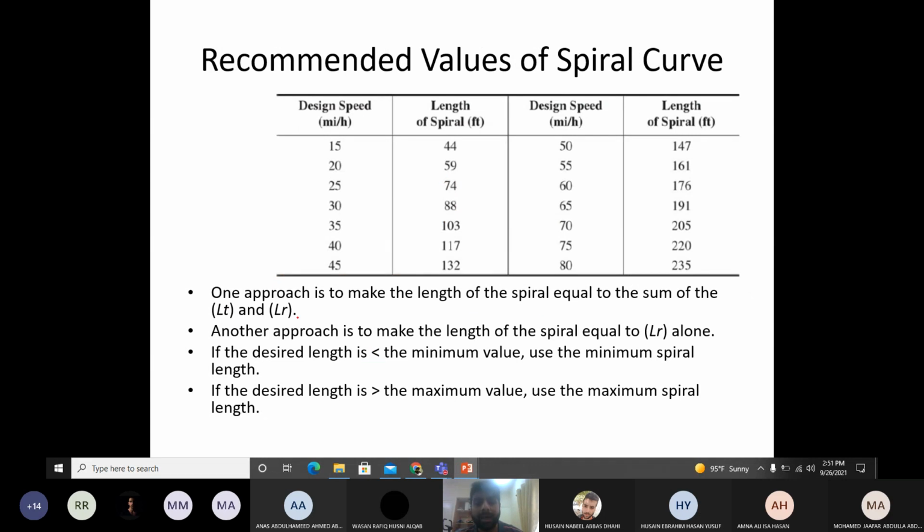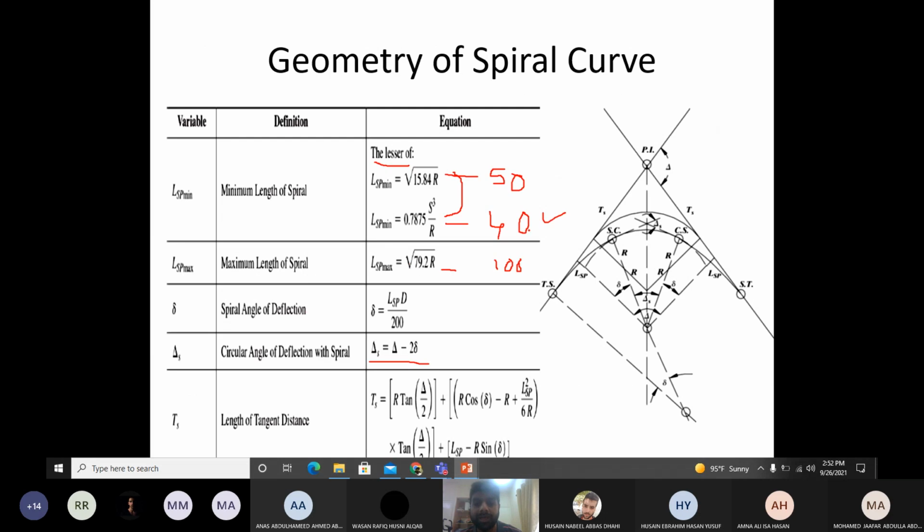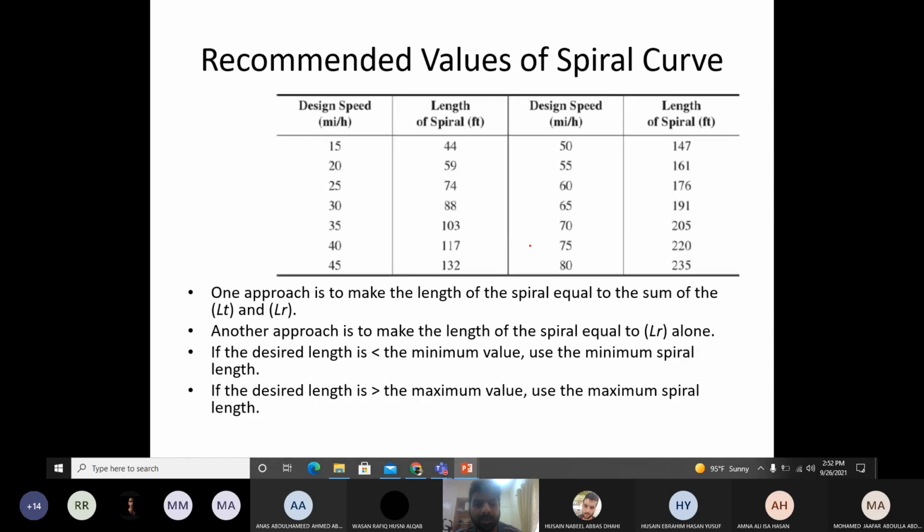Another way in which you can fix the value: LSP can be equal to LT plus LR. LT is the tangent runoff, LR is the superelevation runoff. So find out these two values, add them, and make it equal to LSP. The tangent runoff and the superelevation runoff both will happen on the spiral curve in that case, but only if their summation is within the range. If the summation is, for example, 80 feet, you can select 80 feet, but if the summation is 300 feet, cross it out. You cannot select it.